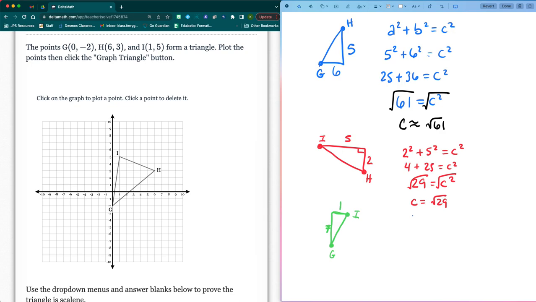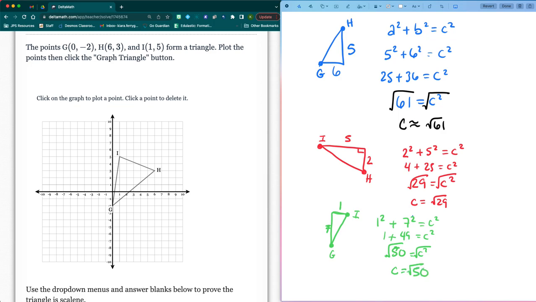So when I use my Pythagorean theorem, I'm going to plug this in, so I get 1 squared plus 7 squared is equal to c squared. That's going to give me 49 plus 1, which is equal to c squared. That gives me 50. So square root both sides. Once I square root both sides, I find that c is equal to square root of 50.